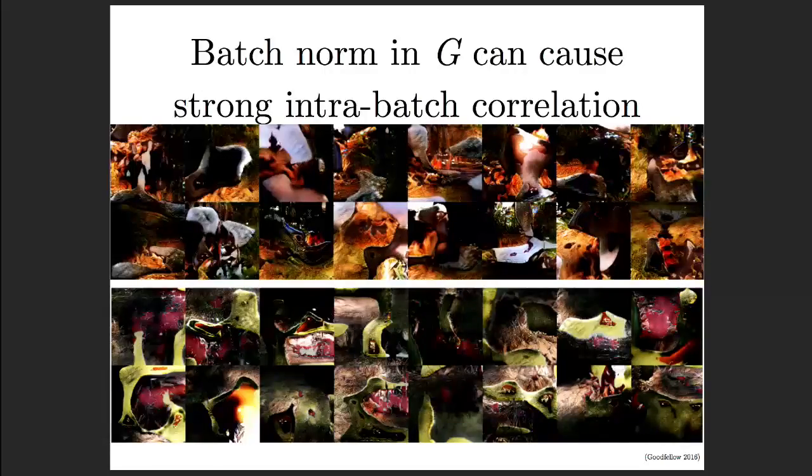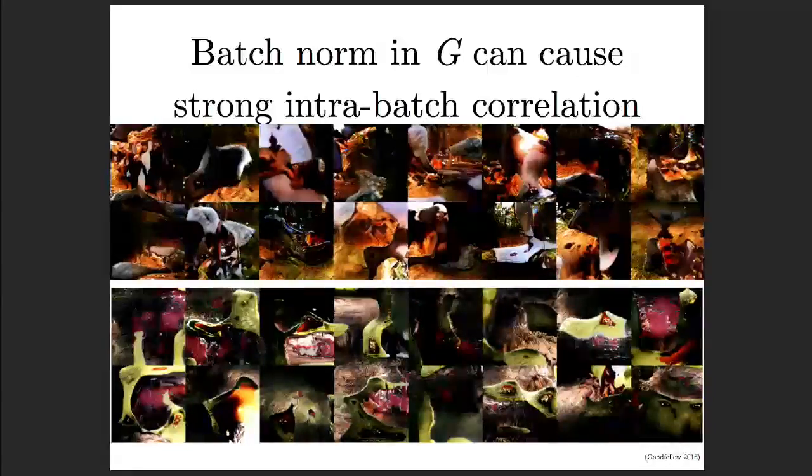Unfortunately, the use of these normalization constants that are computed across a whole mini-batch can induce correlations between different samples generated in the same mini-batch. So I'm showing you a grid of 16 examples in the top image that were all in one batch, and then the next grid of 16 samples is all in another batch. Same generator model in both cases. The only reason that there seems to be a common theme in all the examples in each image is that they're using the same mean and standard deviation normalizing constants.